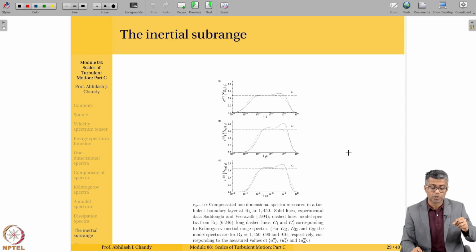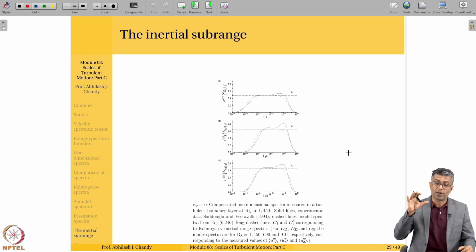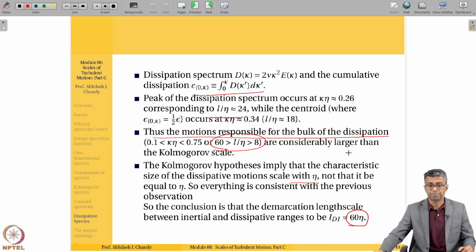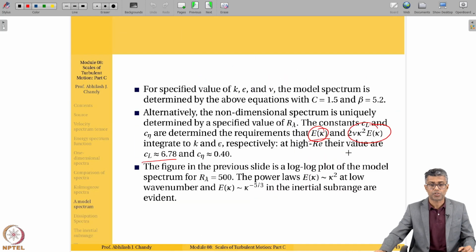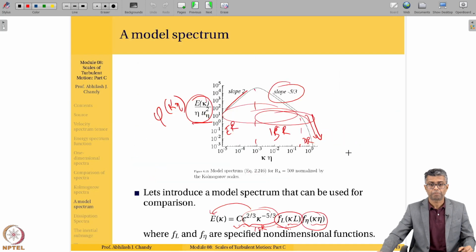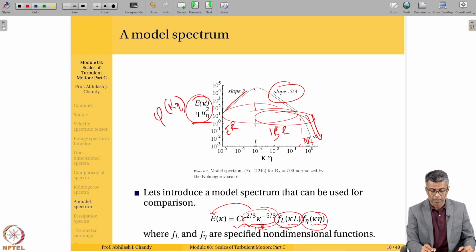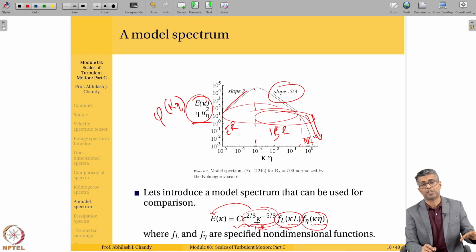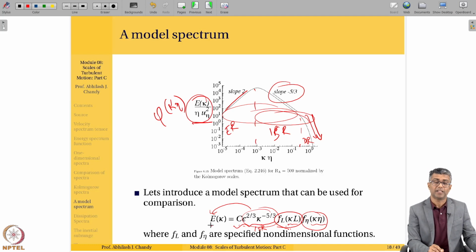You have the 1D spectra for E11, E22 and E33, all three plotted here, top, middle and bottom, and they are compensated by multiplying by epsilon to the negative 2/3 and kappa to the 5/3. So this is that constant value that you get, right? If you remember, going back and just to refresh your memory, here we have this part here for the inertial subrange. If you take it to the other side, that's how kappa becomes kappa to the 5/3. Epsilon to the 2/3 becomes epsilon to the negative 2/3 on the other side. They multiplied by the E of k.